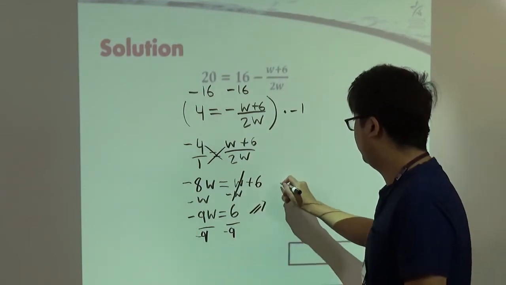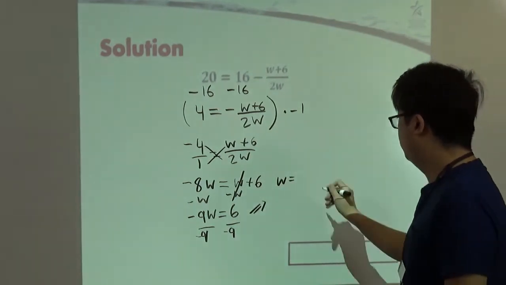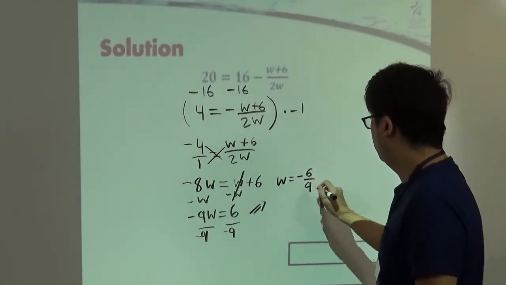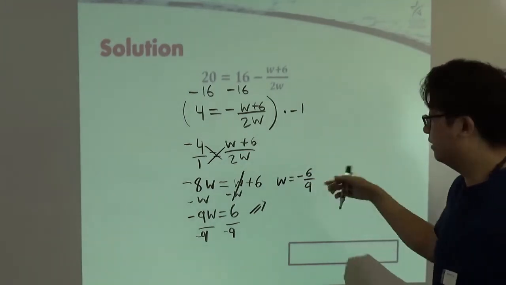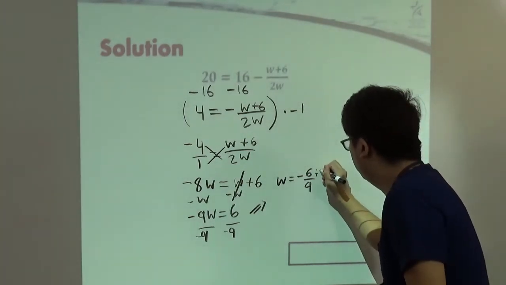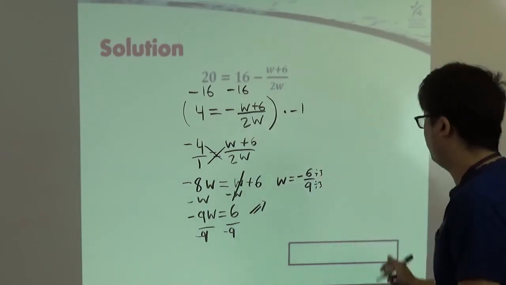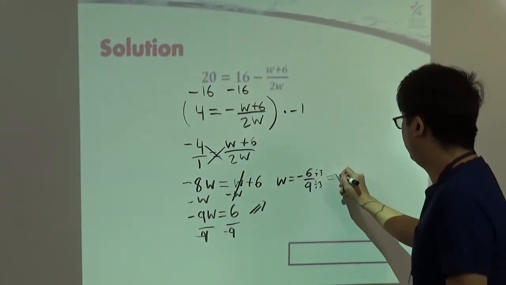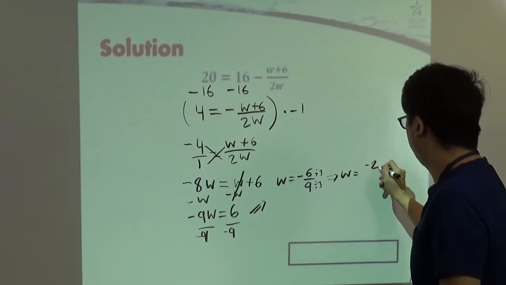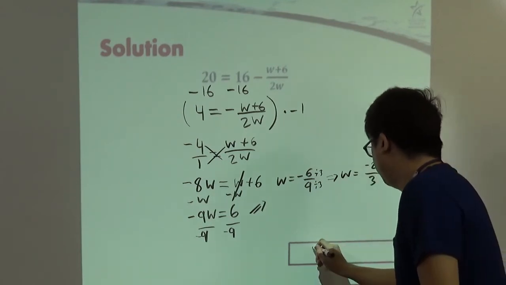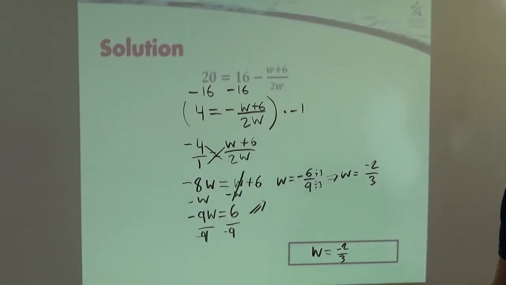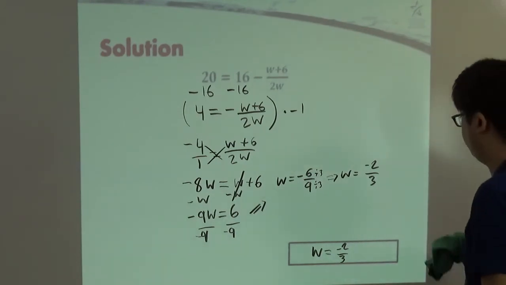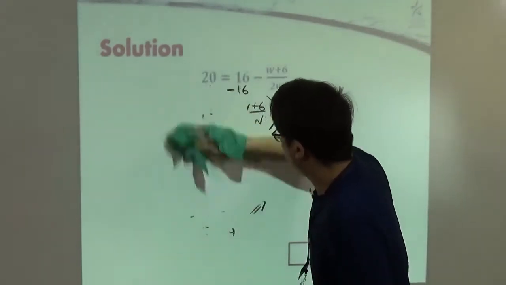So I would get w equals negative 6 over 9. But in math, you always want to reduce your fractions, right? So I look at 6 and 9, and they can both be divided by 3. When I divide by 3 top and bottom, I get w equals negative 2 over 3. So you always want to reduce your fraction if you're able to. Right? So our answer is w equals negative 2 over 3. Let's see if that's the answer.